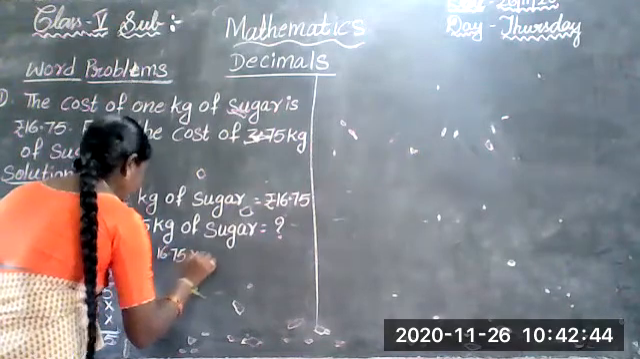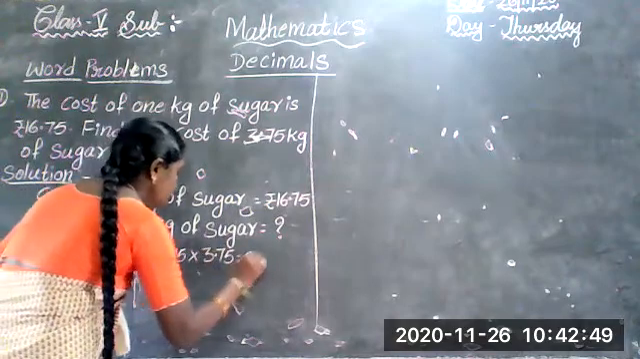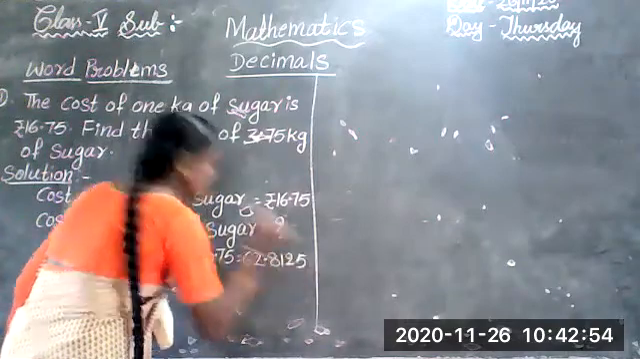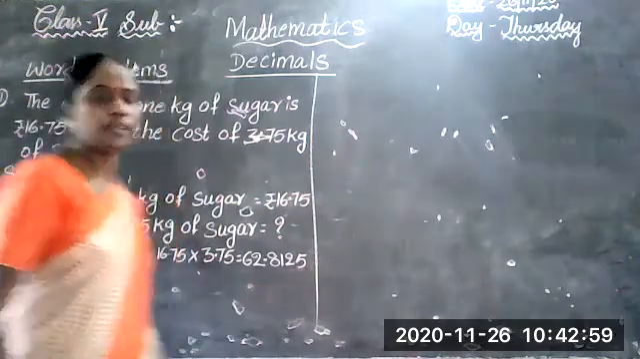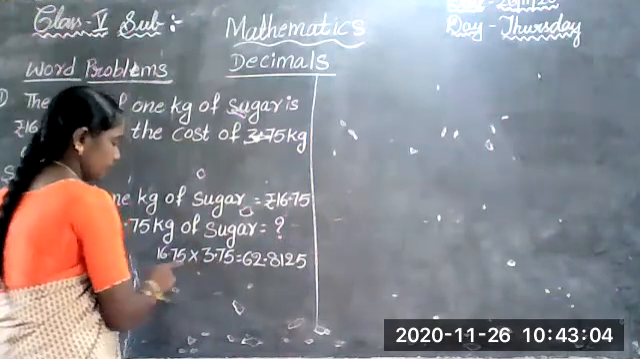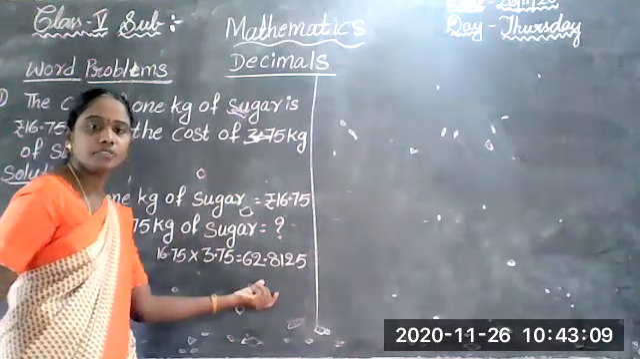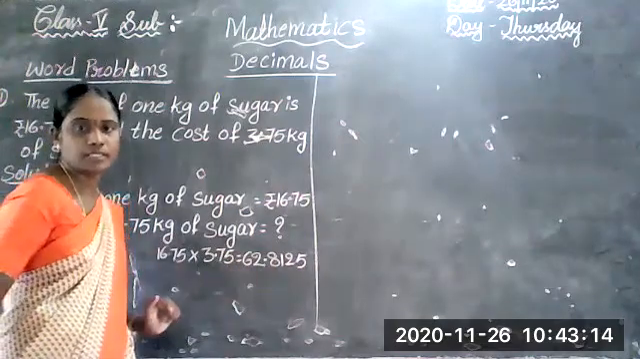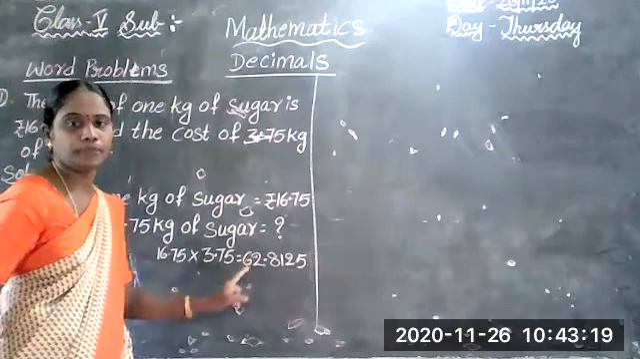16.75 into 3.75 equals 62.8125. Because in the question there are 2 numbers and 2 numbers, 4 numbers after the point, so in the answer also we can write 4 digits after the point. So, 62.8125.